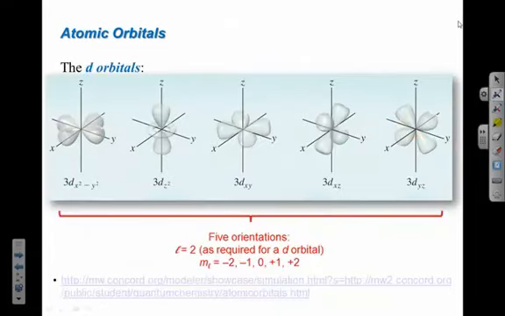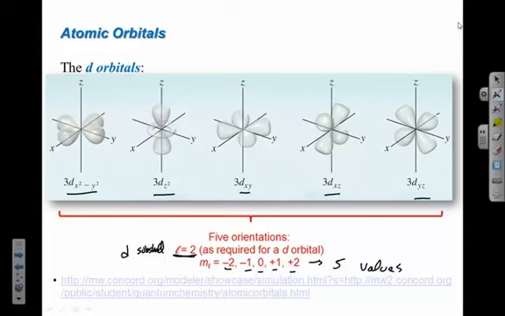So here are what my D's look like. As we said, when L equals 2, that's your D subshell. And so when I have L equals 2, the possible ML quantum numbers range from -2 to +2, and there are 5 possible values, each of those representing a different one of the 5 possible orbitals. So there are 5 orbitals. 4 of these 5 look similar, and one of the 5 is different. So let's talk about the 4 similar ones first.